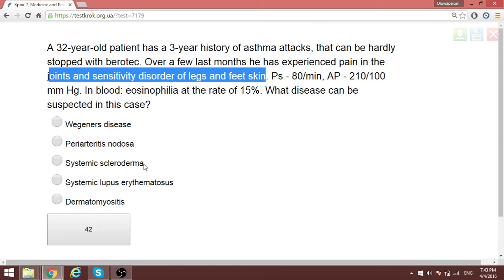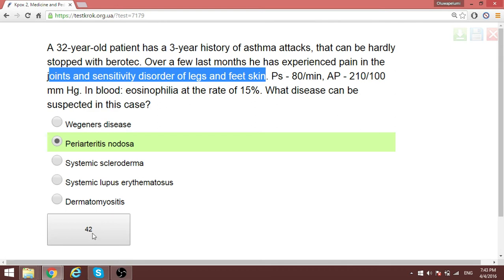And if it is scleroderma, they will tell us about esophageal difficulty in swallowing and other things about CREST syndrome. For systemic lupus, they give us things that relate to it, like the butterfly rash. So it's not this, and we are left with these two options. But this is a granulomatous disease, and in this particular case our best answer is periarteritis nodosa. Wegener is also a vasculitic disease, but it is a granulomatous disease.